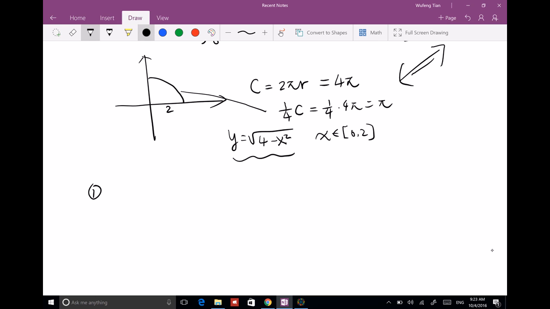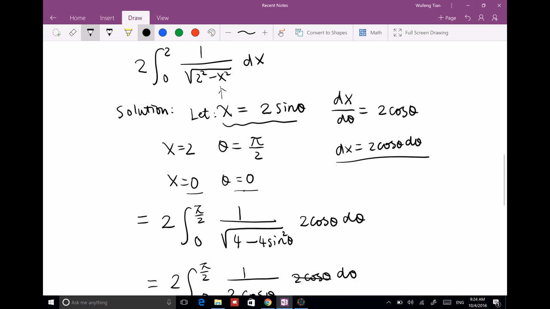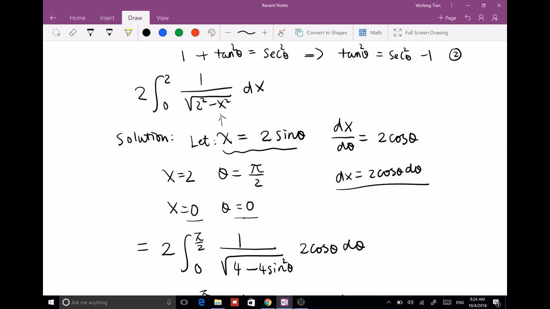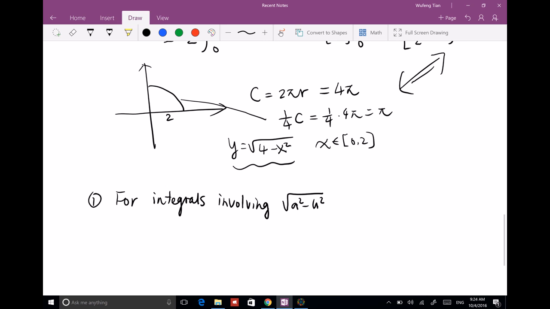Before I continue the example, I will give you a little bit of summary of what we did. So for the integrals involving square root of a squared minus u squared, which is square root of 2 squared minus x squared, we have this example right here. If it's square root of a squared minus u squared, we are going to let u equals... Zhijian, tell me what do you think u is here.